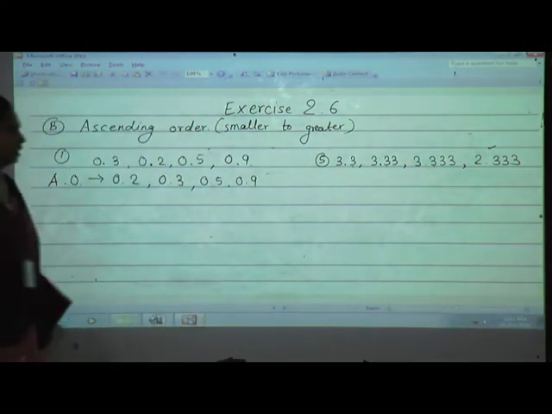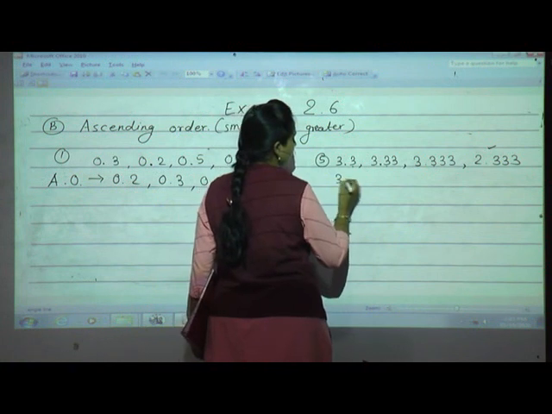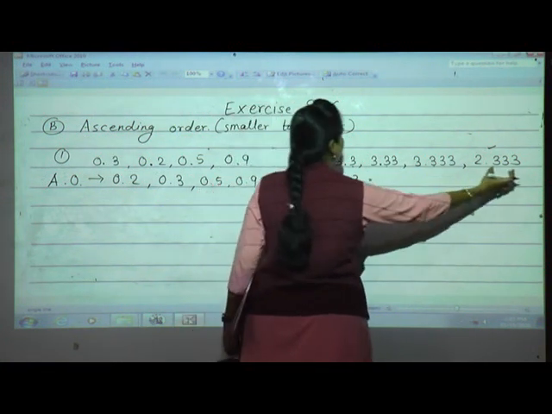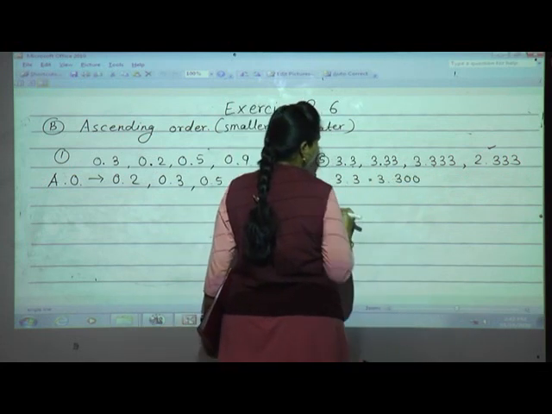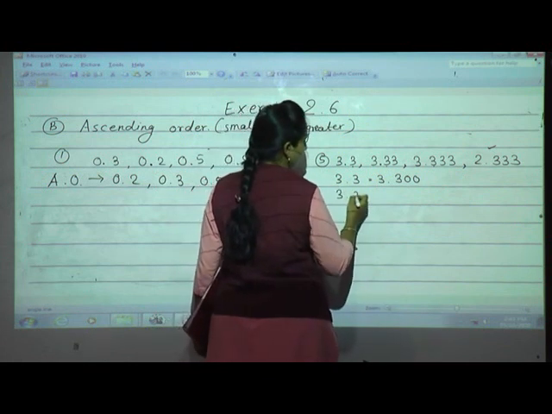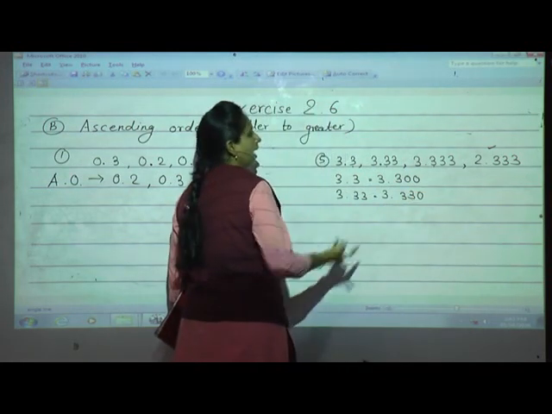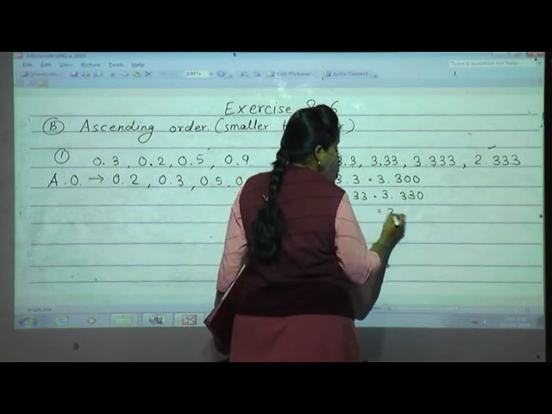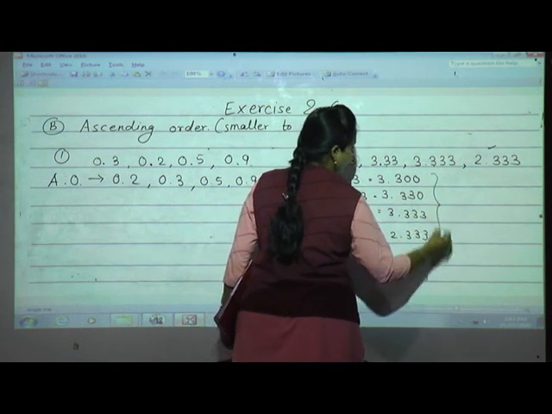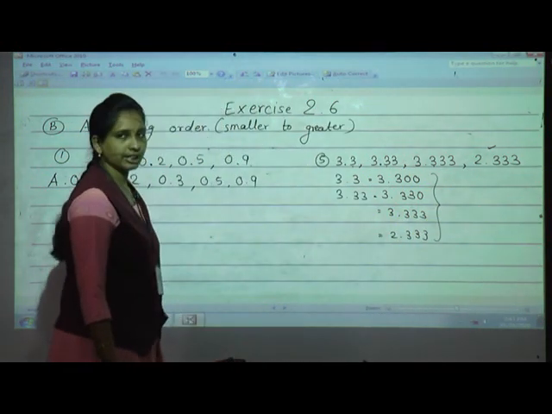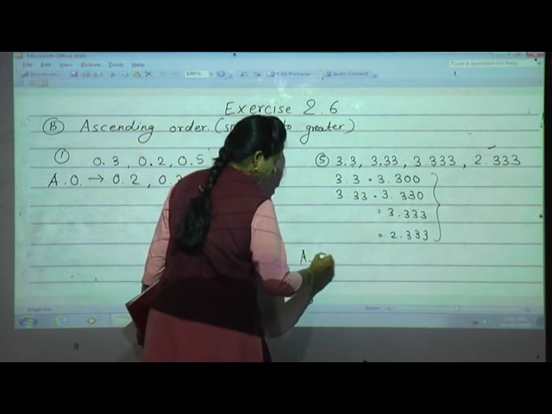First what you do in this question, convert all these numbers into like decimals. See here 3.3 means, now how many decimal places are there at most? 3. So 3.3 means 3.300, and 3.33 means 3.330, isn't it? And the next number is 3.333 and the next number is 2.333. Now these are the 4 numbers. Now we have converted all of these into like decimals.